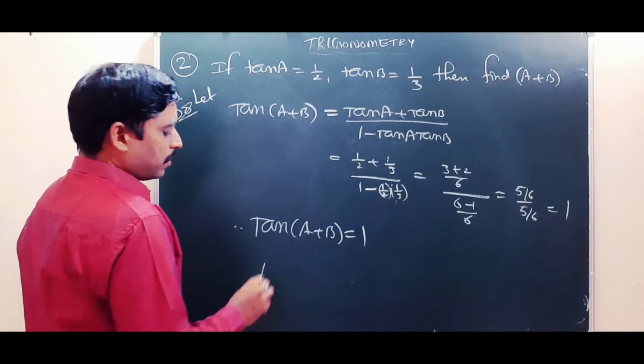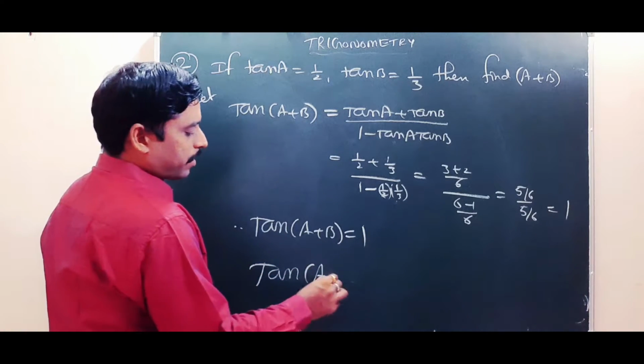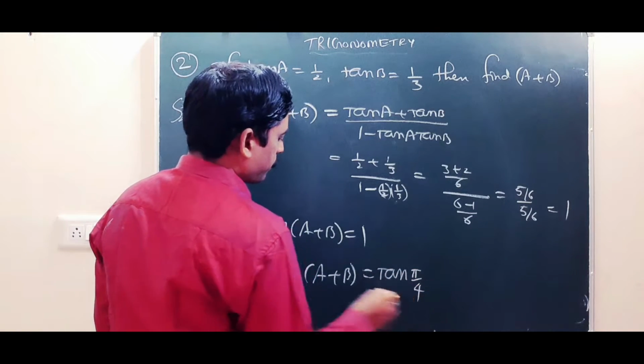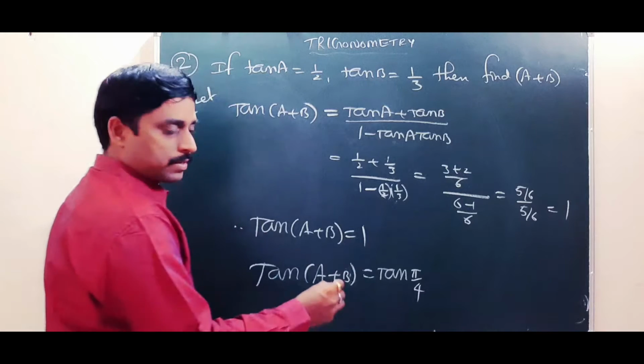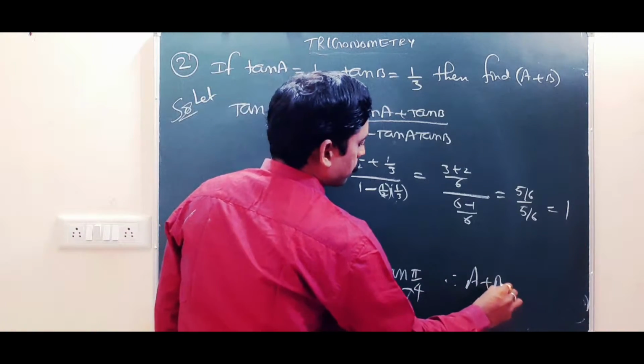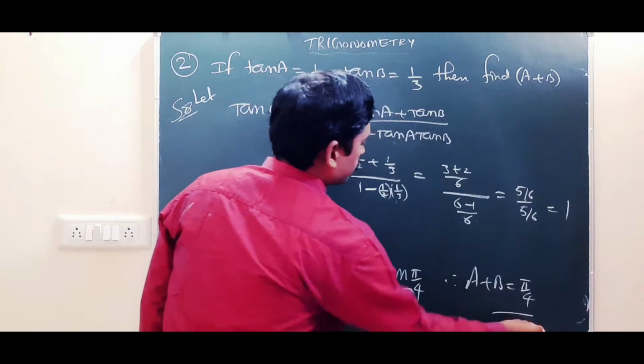So in place of 1, we should write tan 45 degrees. Therefore A plus B equals 45 degrees, that is pi by 4. So what is the answer? Pi by 4.